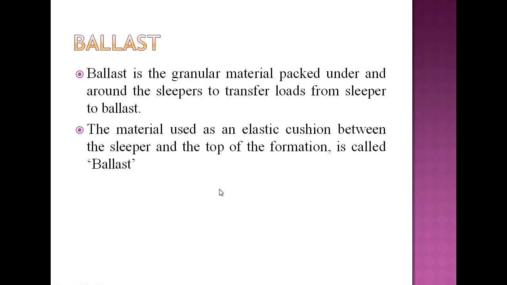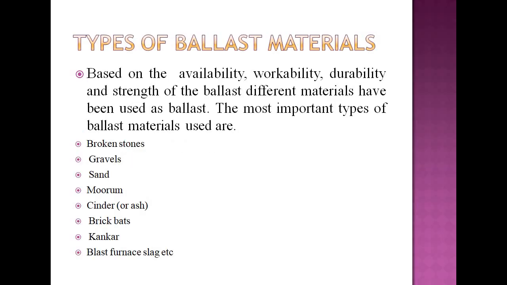And the next component is ballast. Ballast is the granular material packed under and around the sleepers to transfer loads from the sleeper to the formation. It acts as an elastic cushion between the sleeper and the top of the formation. Based on the availability, workability, durability and strength of the ballast, different materials have been used as ballast. The most important types are: broken stones, gravels, sand, muram, cinder, brickbats, kankar, blast furnace slag, etc.